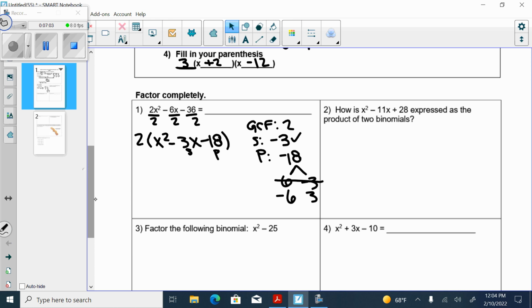So now I need to write my final answer. We put our GCF first. Our GCF was 2. And then we have a parenthesis that says x. And our first number we picked, which was, and then x, perfect, for our second parenthesis. Okay?